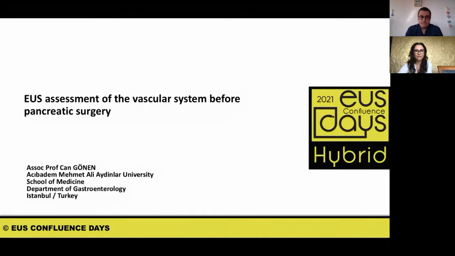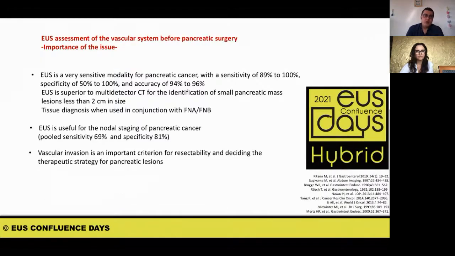Yeah, very well. Okay. First of all, I would like to thank the organizing committee for the kind invitation. Today, our title is EUS Assessment of the Vascular System Before Pancreatic Surgery. Why is this issue important? Because Professor Nakai already discussed the ability of EUS for detecting pancreatic cancer with a very high sensitivity, especially for small lesions less than 2 centimeters. And EUS is also useful for nodal staging.